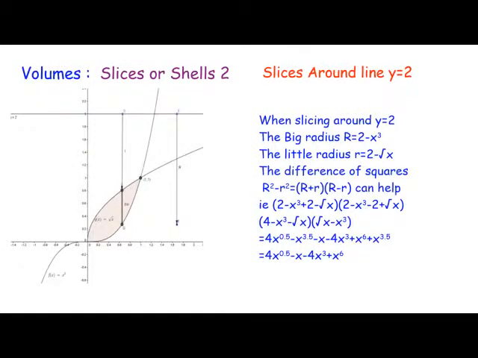Okay, well, slicing around y equals 2 will generate this big bowl shape. You can see here we're going to need to basically get the big R and the little r, and sometimes the difference of two squares can help us with the algebra. Okay, let's see what happens.